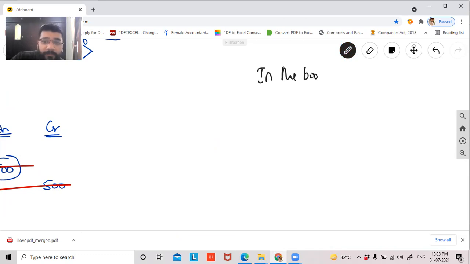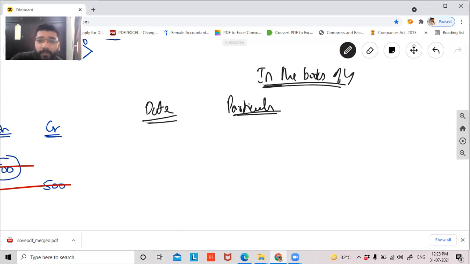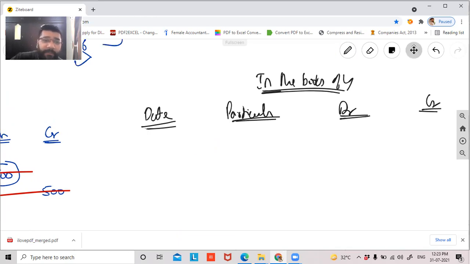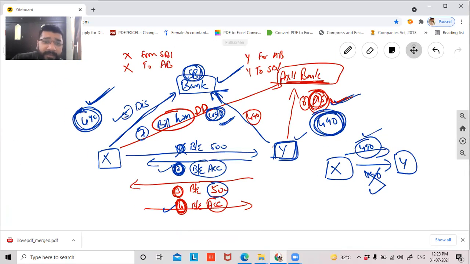In the books of Y, date, particulars, debit, credit. What is the first transaction that is happening, guys? X is giving a bill of exchange to Y. Will I record this entry in Y's book? For sending and receiving the bill, no entry. Only entry will come upon the acceptance.